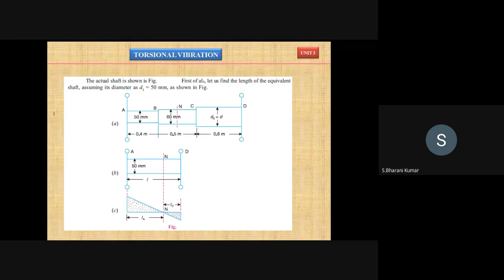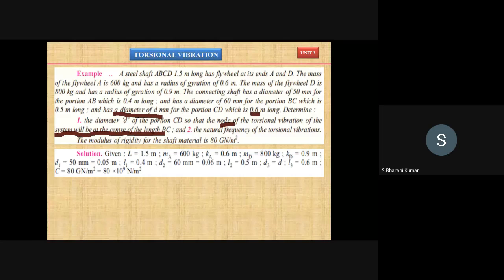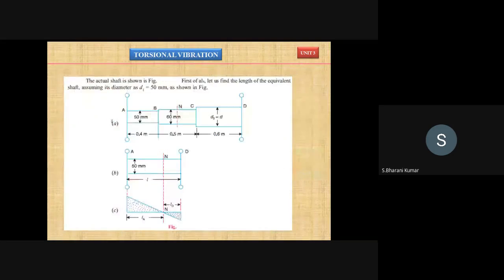Yeah, this is the diagram. You want to draw this diagram based on the given data only, as the diagram is not given in the problem. This is A, the mass of flywheel disc A, and mass D. The first diameter is 50 mm, the second diameter is 60, and the third diameter will be taken as D here. That's the thing you want to find out here. And one more thing is the node. They have given the node line at the center of the length BC. They have said that the node lies in the middle of BC.